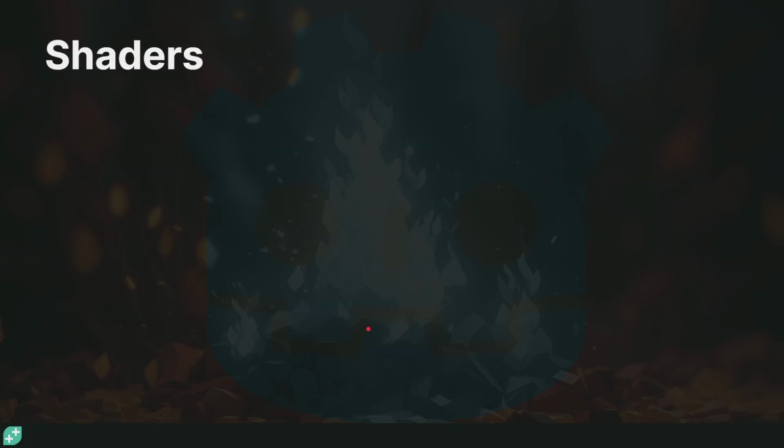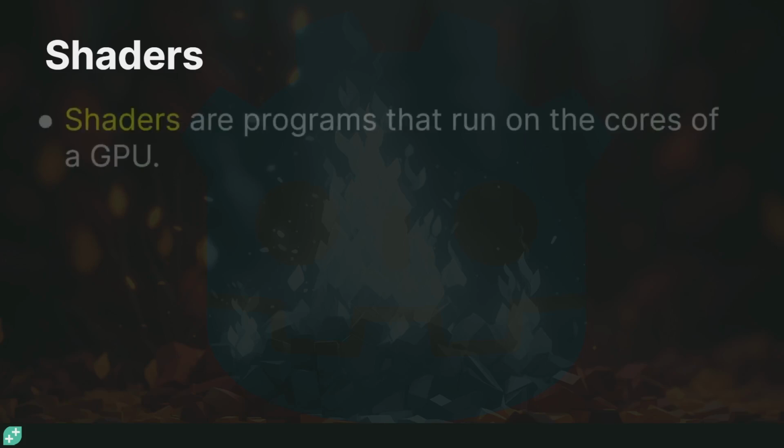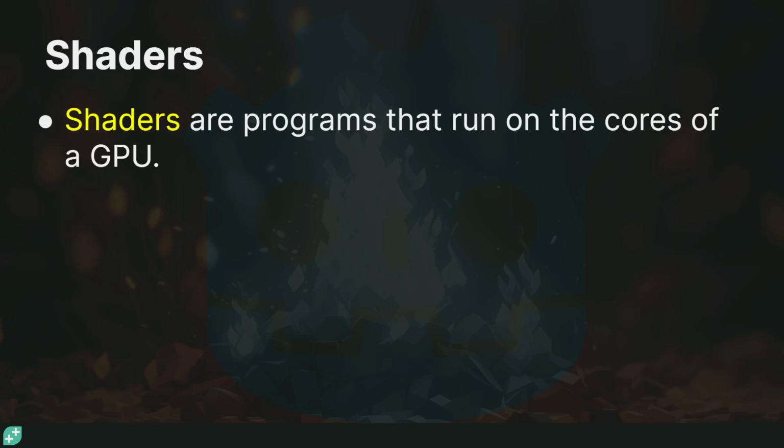Okay, so now that we understand what the GPU does, basically, we can start talking about shaders. A shader is simply a program that runs on the cores of a GPU.